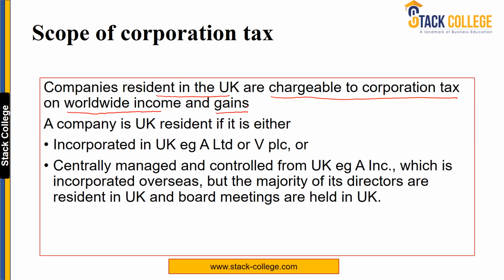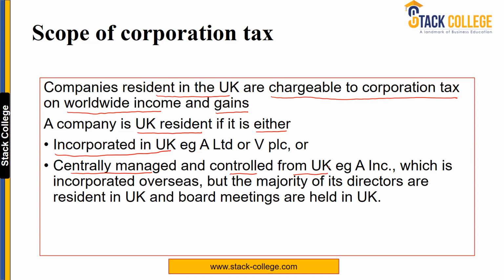Now the question is how a company's resident status is to be identified. A company is UK resident if it is incorporated in UK. This is the first criteria: if a company is incorporated in UK, then it is classified as a UK resident company and has to pay tax on worldwide income and gain in UK. But what if a company is not incorporated in UK, but its central management and control is from UK? Then still this company is classified as a UK resident company.